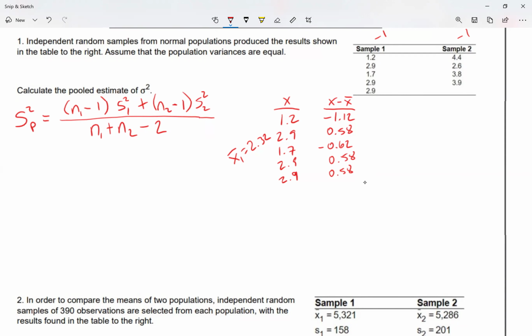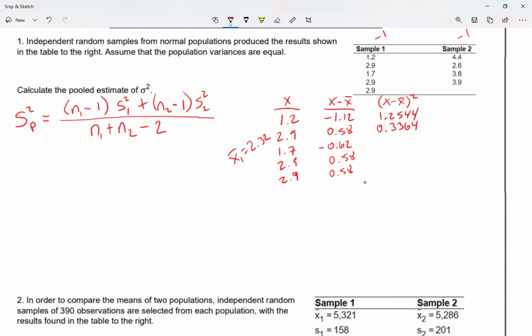Good. I'm going to make another table here. I'm going to go x minus x bar all squared. So I'm going to square each of my numbers. Negative 1.12 times a negative 1.12, I get 1.2544. 0.58 times 0.58, I get 0.3364.